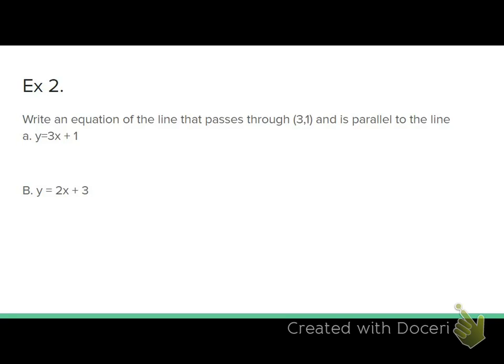Example 2. Write an equation of a line that passes through (3, 1) and is parallel to the line that's given. So we've got 2 different problems here. We'll do problem A first, and then I'll bring back problem B. These problems are going to be extraordinarily similar to what we did yesterday. Yesterday you had to calculate your slope. Today you're going to identify your slope.